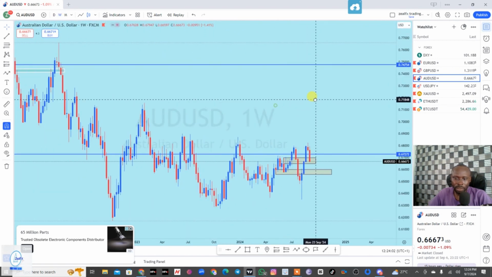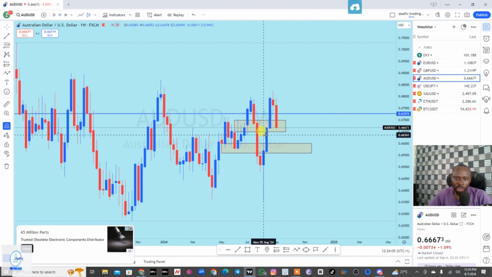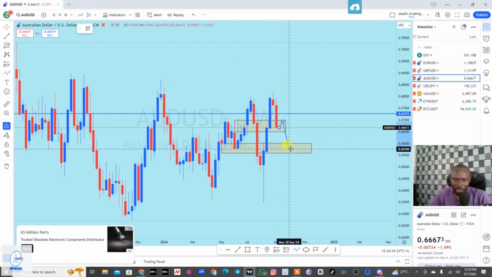On the weekly chart, Australia USD closed on a resistance level. So long as price closed on a resistance level on the Australia USD, we are expecting a retest and a downtrend. So we expect the Australia USD to continue its downtrend movement for the week, but we will see a retest. Price must retest this area before we see the downtrend movement.